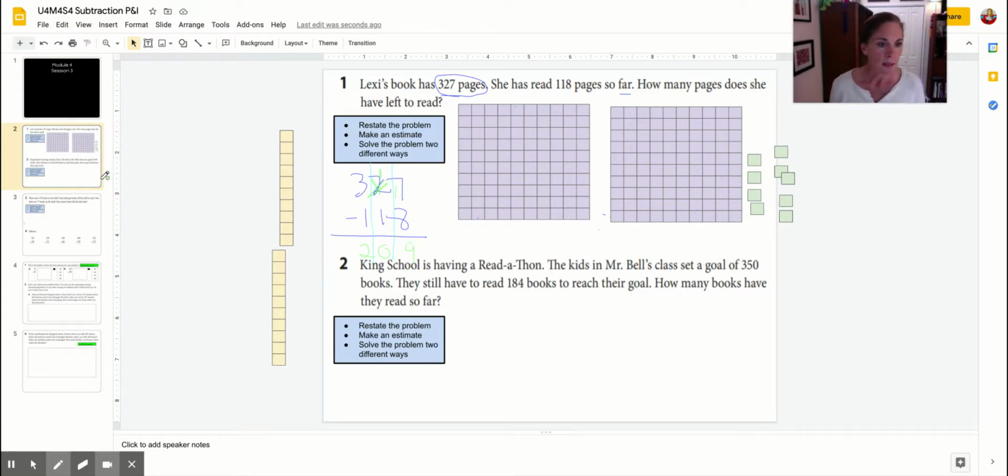Let's try the next problem together. Why don't you hit pause and see if you can restate the problem, make an estimate. Oh, I didn't do that in the last one. We'll do that this time. And solve the problem 2 different ways. So pause and give this a try, then come back and we'll do it together.